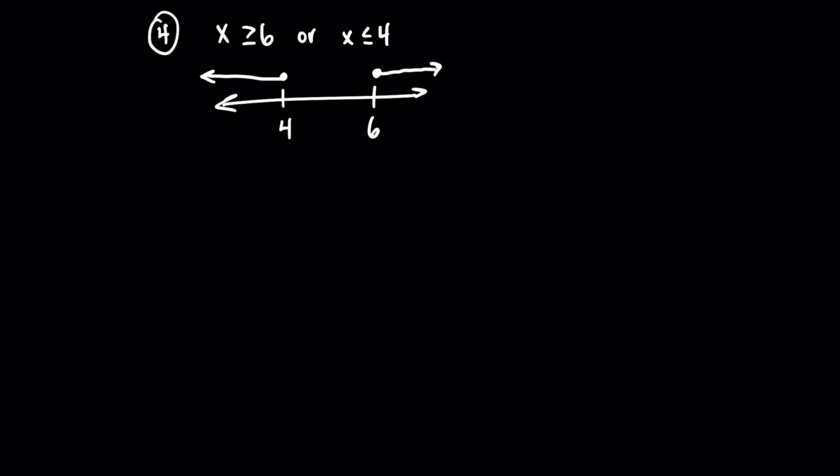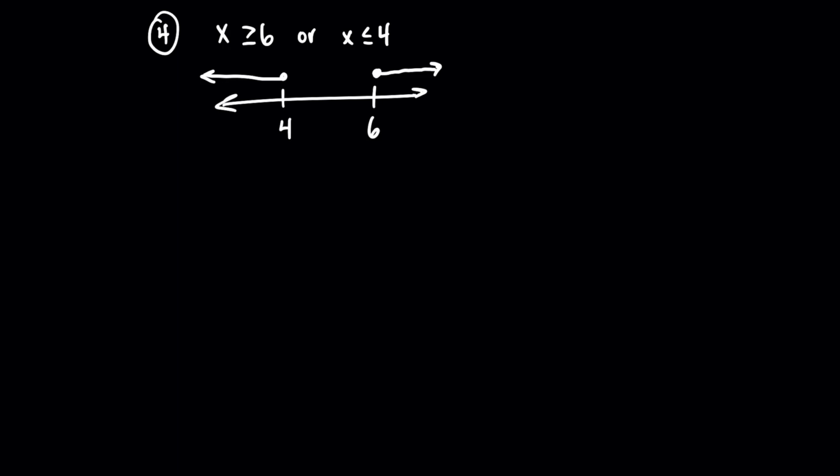We just need to satisfy one of these conditions. So 8 over here satisfies needing to be greater than or equal to 6. It doesn't satisfy needing to be less than or equal to 4, but that's fine because we only need to satisfy one condition.